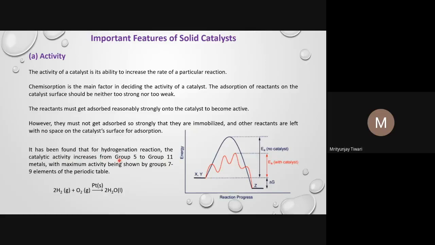It has been found that for the hydrogenation reaction, the catalytic activity increases from group 5 to group 11 metals, with maximum activity being shown by group 7 to 9 elements of the periodic table. What does this point mean? It is explained here with an example. Group 1 is the alkali metals, group 2 the alkaline earth metals, group 3 is scandium, then titanium, then vanadium. So group 5 is the vanadium family, and group 11 is the copper family.